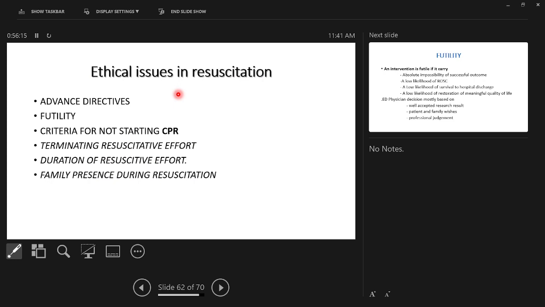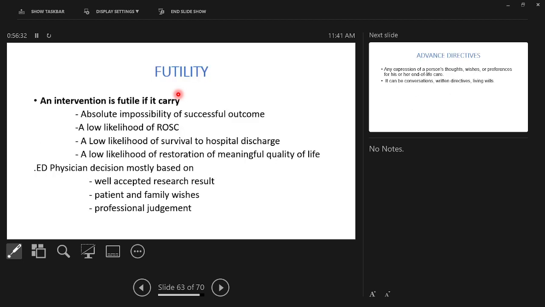Then regarding the ethical issues in resuscitation, I will be covering the following headings. What is an advance directive? What do you mean by futility? What are the criteria for not starting CPR? What are the criteria for terminating the resuscitative effort? What is the duration of the resuscitative effort? And the indication of family presence during resuscitation.